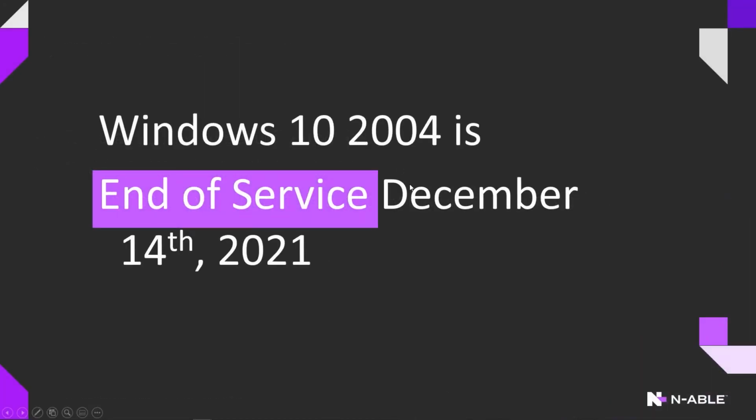Also, looking towards the future, Windows 10 2004 hits end of service December 14th this year. So we had 19 previous builds fall off earlier this year. Now they're slated to take 2004 to end of service again in December. So if you are not already planning for transitions and making sure that everybody is on a more current build of Windows, now's the time to start planning for that.